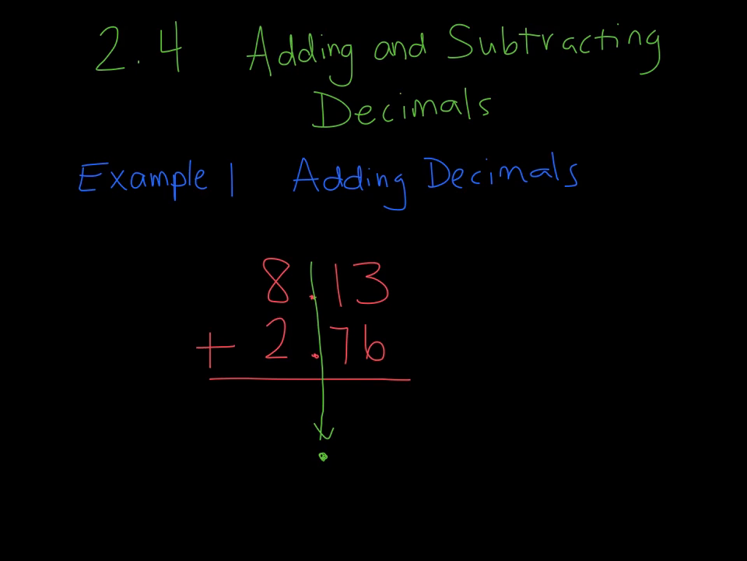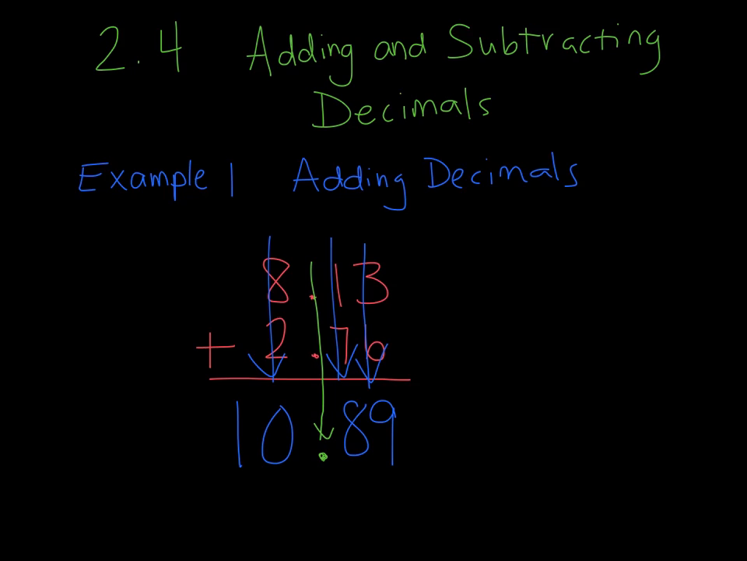Now I'm just going to add my problem as I normally would. 6 plus 3 is 9. 7 plus 1 is 8. 8 plus 2 is 10. So I have 10 and 89 hundredths. This isn't too hard because you're literally just going straight down with everything. There was no carrying or anything I had to do. But that's the basic principle.